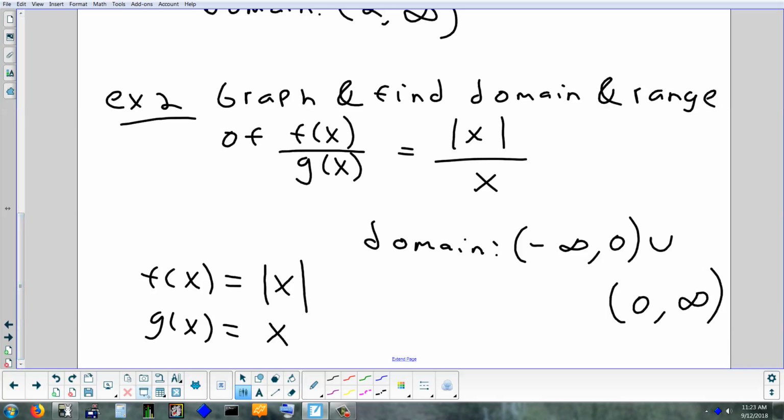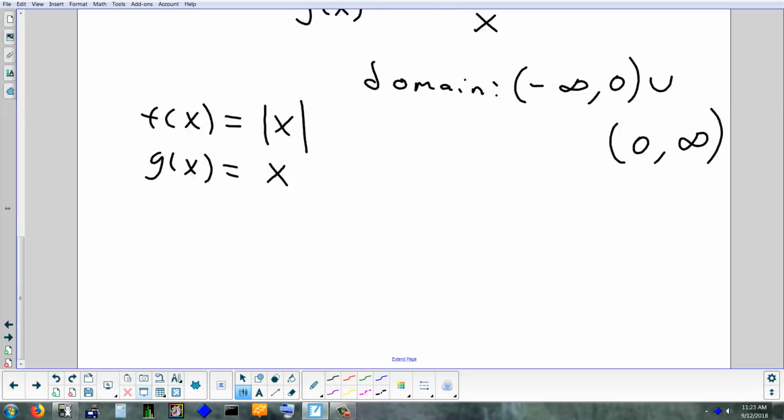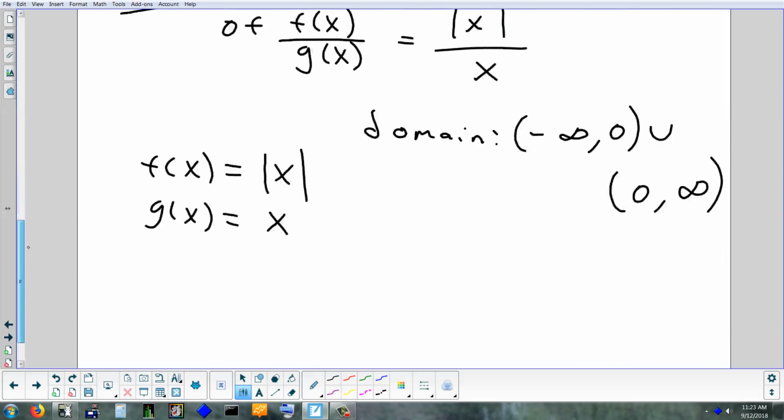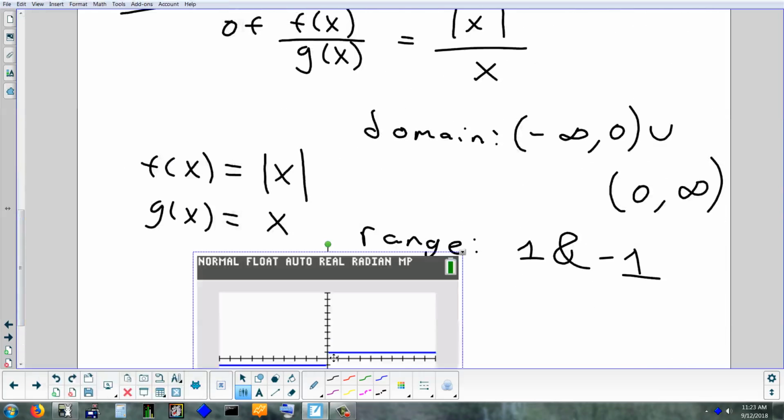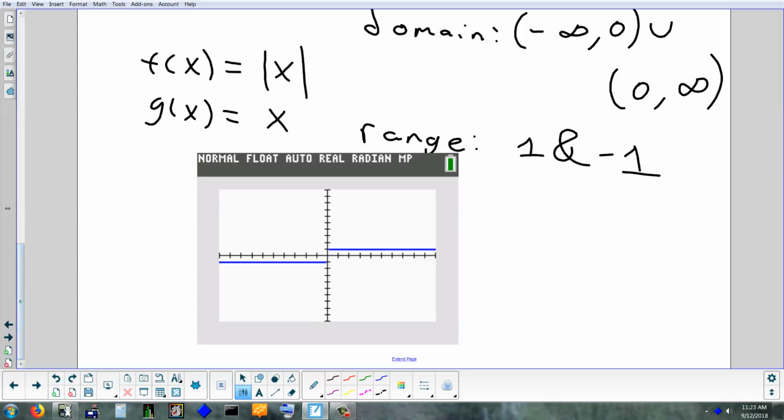And the range, normally you can't list every single number in the domain or range, because if they go to infinity, it's kind of hard to list every number to infinity. But this one only has 2 numbers in the range, so you can actually list every single number in the range. Range: 1 and negative 1. It's not everything between 1 and negative 1. It's just 1 and negative 1. That's it. And there's your graph. Okay, questions on that?